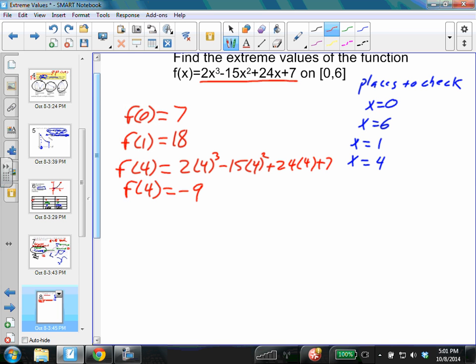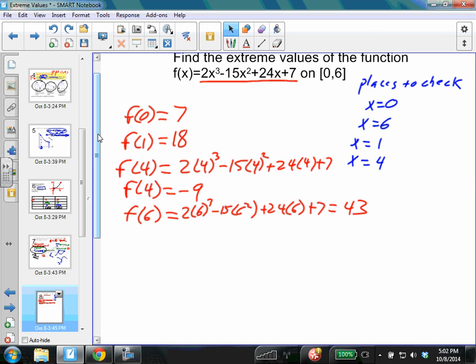So I checked 0, 1, 4. Now I need to check 6, f of 6. I'm going to do the exact same thing. I'm just going to take this equation and plug in 6. And that gave me 43.